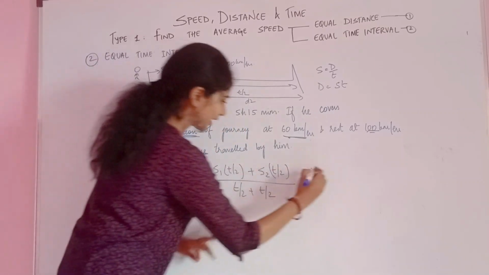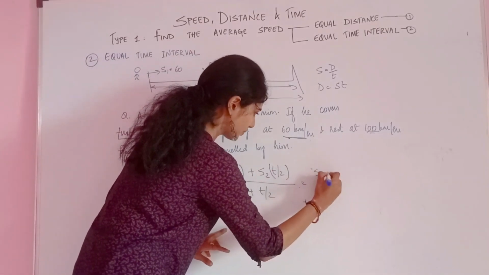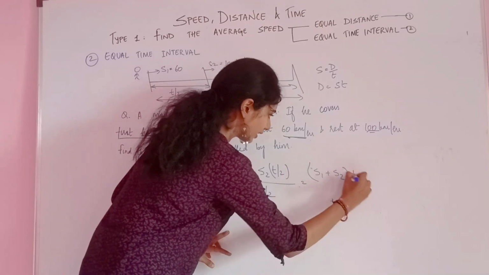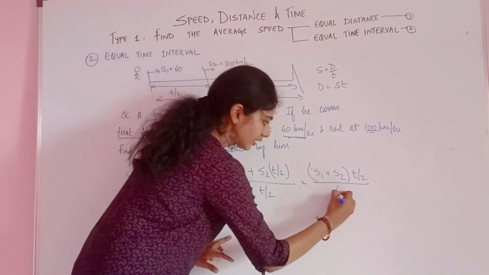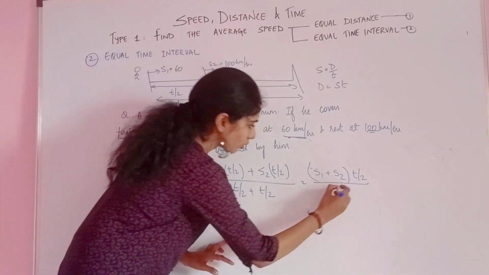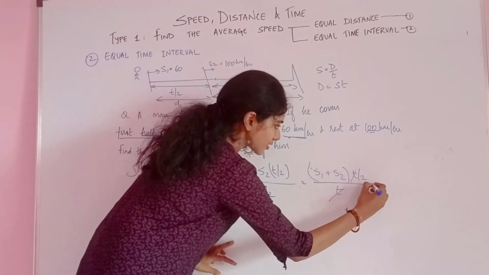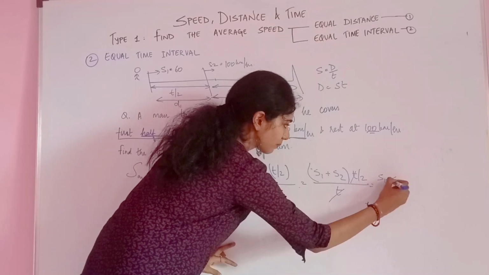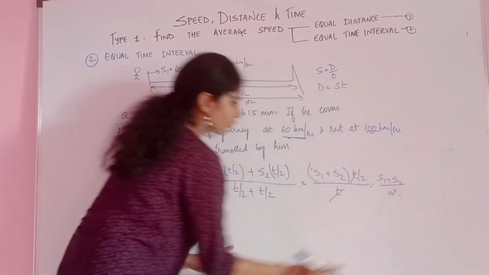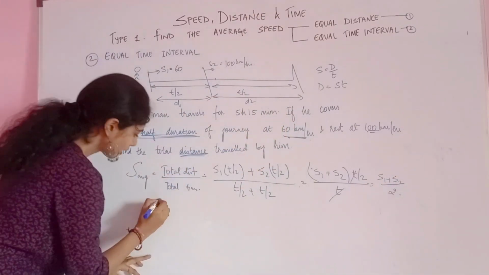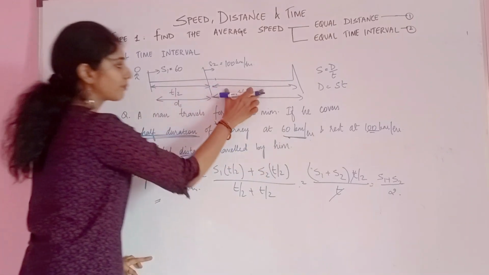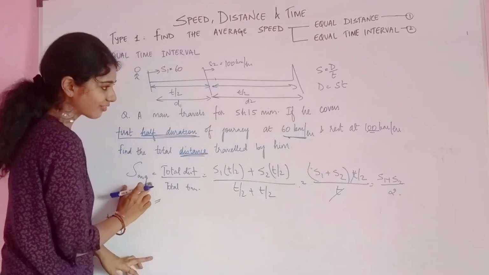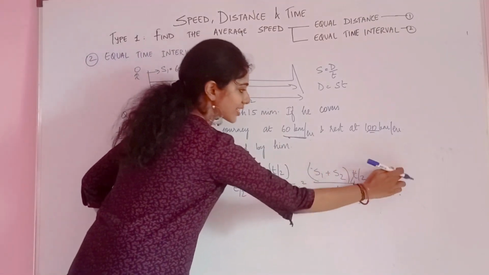So the entire thing can be written as s1 plus s2, the whole into t by 2, divided by t by 2 plus t by 2, which will become T. So the entire t gets cancelled. So the formula will be s1 plus s2 by 2. Let's generalize it. Right now the time duration is divided by 2, so the S average will be equivalent to S1 plus S2 by 2.